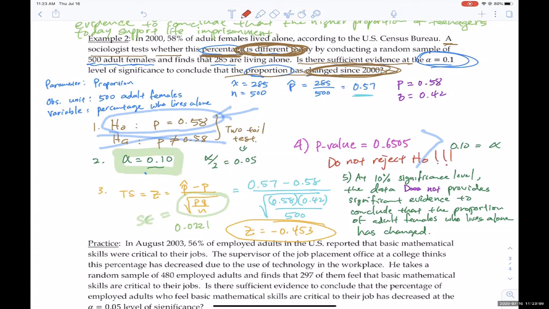If you're not rejecting the null hypothesis, you're of course accepting it, which means that if you're accepting the null hypothesis, they're saying that the proportion is equal to 0.58. It hasn't actually changed. If you're accepting the alternate hypothesis, it has changed. So those are your two different conclusions.